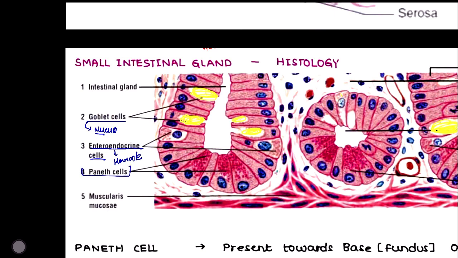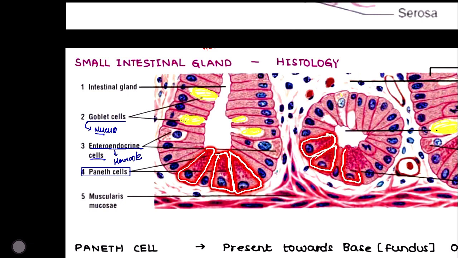Now moving further, we have Paneth cells. These are important. As you will see, Paneth cells appear pink. This is one Paneth cell, this is another Paneth cell, and this is another Paneth cell. You can see a Paneth cell right here, and right here. Now how to identify these Paneth cells?